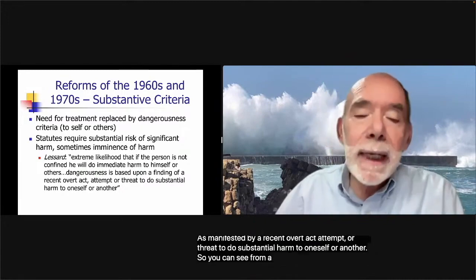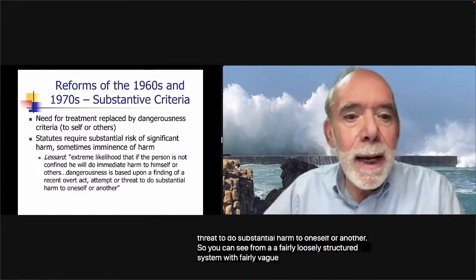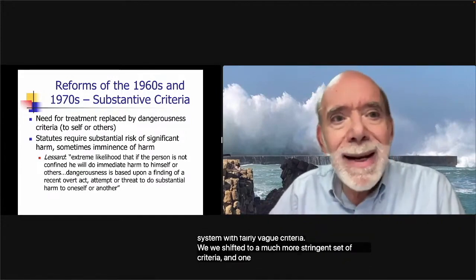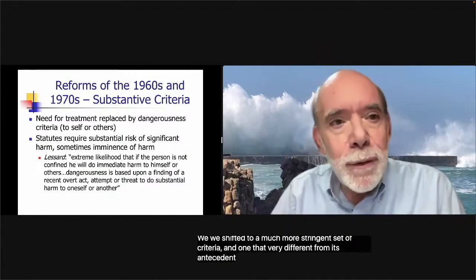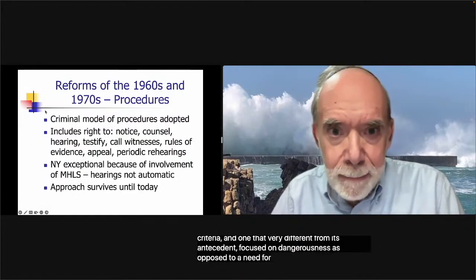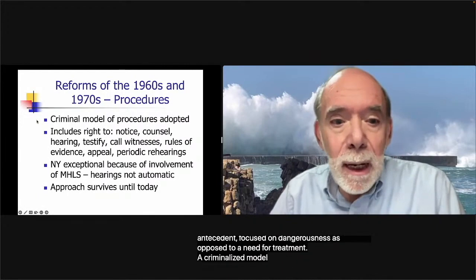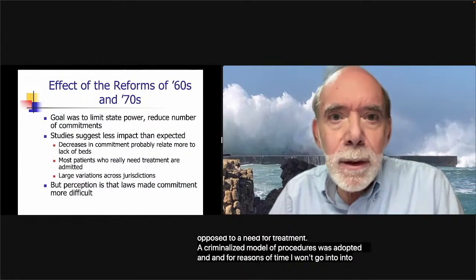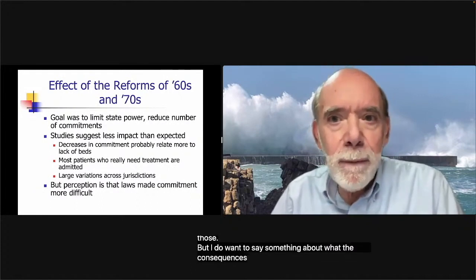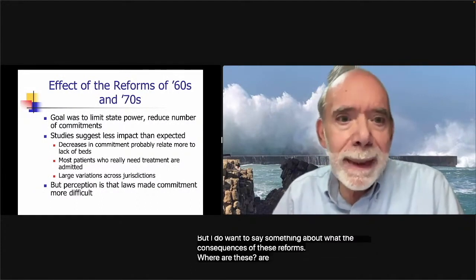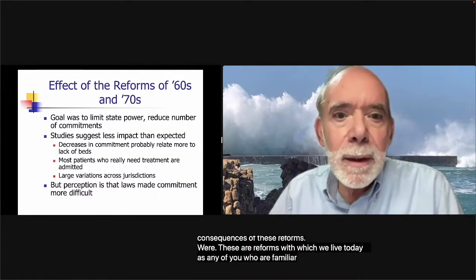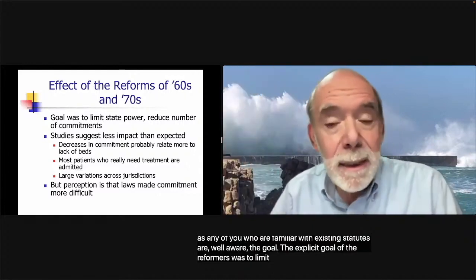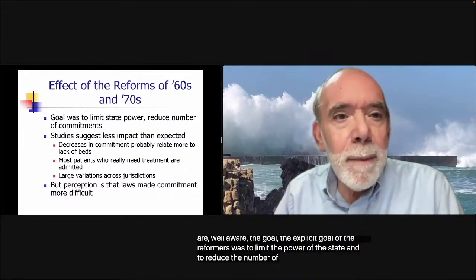So you can see from a fairly loosely structured system with fairly vague criteria, we shifted to a much more stringent set of criteria, and one very different from its antecedent, focused on dangerousness as opposed to need for treatment. A criminalized model of procedures was adopted, and for reasons of time, I won't go into those. But I do want to say something about what the consequences of these reforms were. These are reforms with which we live today, as any of you who are familiar with existing statutes are well aware. The goal, the explicit goal of the reformers, was to limit the power of the state and to reduce the number of people who were being involuntarily committed.